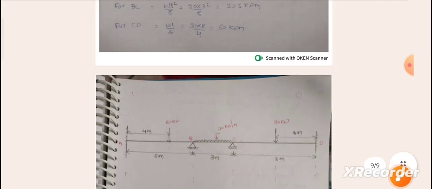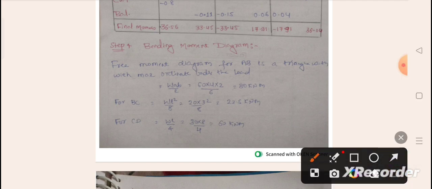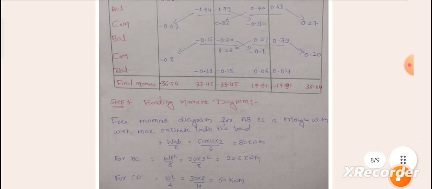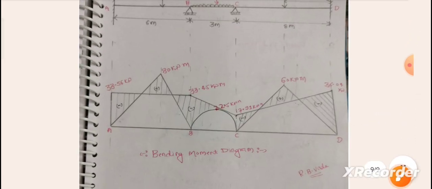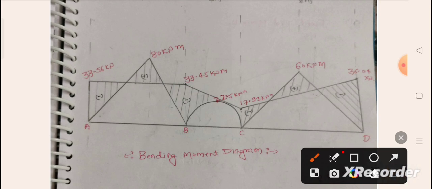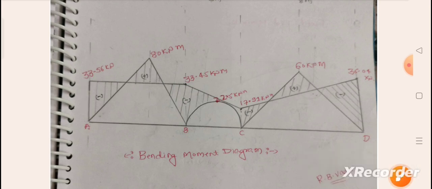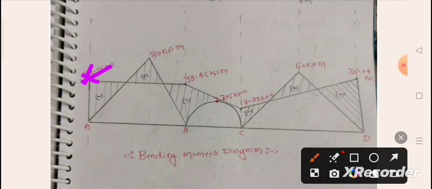Next, the actual moment you are getting. The calculation is shown here. You can see for MAB, that is WAB by L. For MBC, because of UDL, that is WL square by 8. For MCD, that is WL by 4. For this case, MAB is 36.56, 33.45. Accordingly, this BMD has been drawn here. MAB is 33.33. For MBC, that is 33.45. Next value is here and next value is here, and finally this is the way you are getting it.